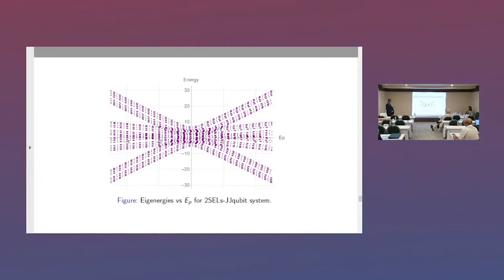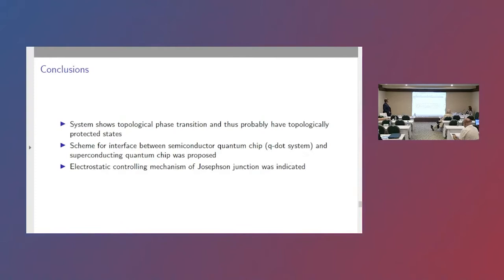Yeah, so in conclusion, there are some indications that the system shows a topological phase transition and thus probably has topologically protected states, which makes it quite an excellent candidate for very massive implementation of topological qubits, especially since the technology of production of Josephson junctions is well mastered, as well as CMOS nanotechnologies.